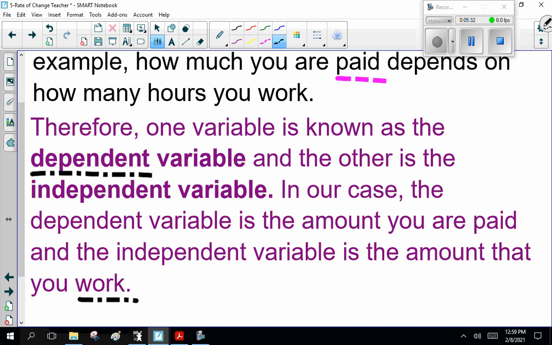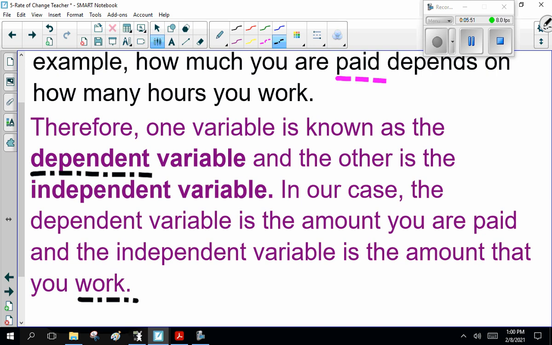So, you might want to pause the recording here and make a note on your blue formula sheet, the cheat sheets, dependent versus independent variable. Okay? Because I will throw a couple questions back to you on this. Dependent variable is the amount you are paid. The independent variable is the amount you work.